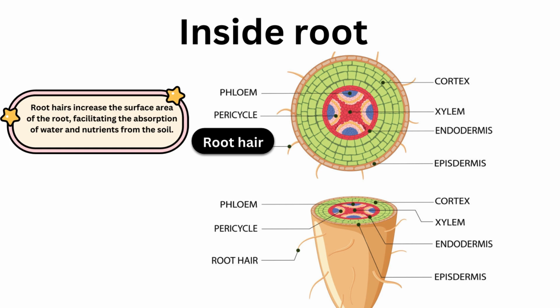Now let's explore what happens inside the root. This is the internal structure of the root. Look at these tiny structures called root hairs. The main function of root hairs is to absorb water and nutrients. Root hairs increase the surface area of the root, facilitating the absorption of water and nutrients from the soil.